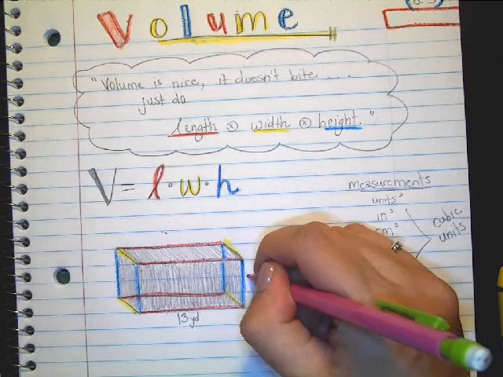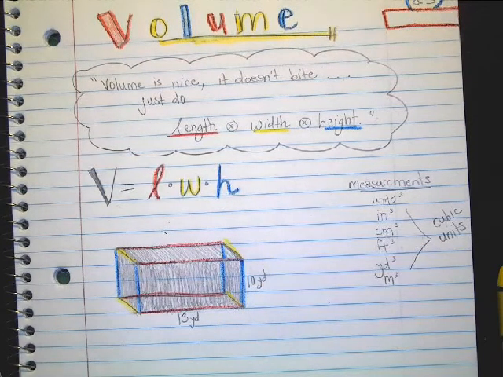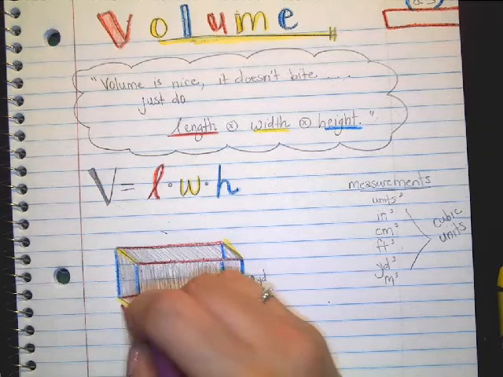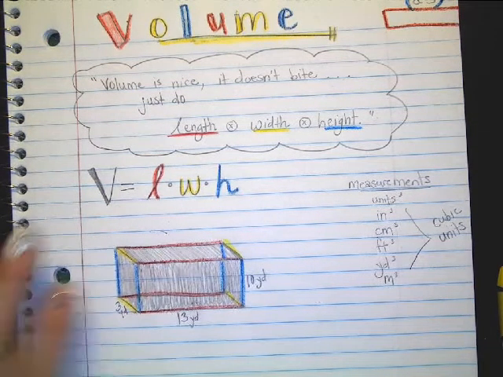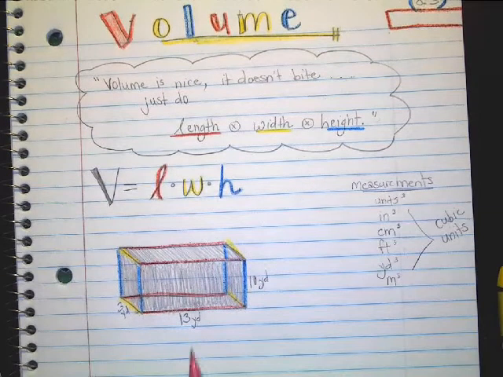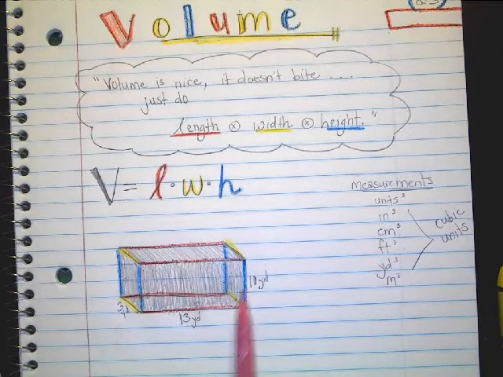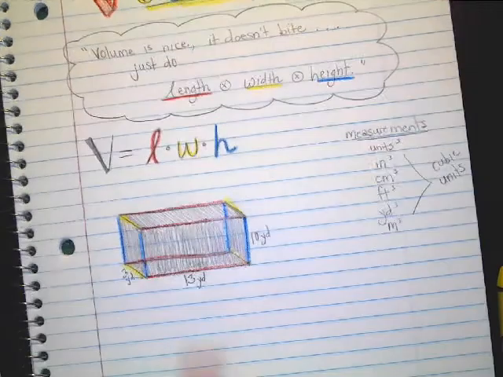Okay, if that's 13 yards, I'm going to say it's 10 yards going up and down. And then I'll say 3 yards for the width. So to find the volume, you have to know these three numbers. You have to know length and width and height. That is how we're going to find it.